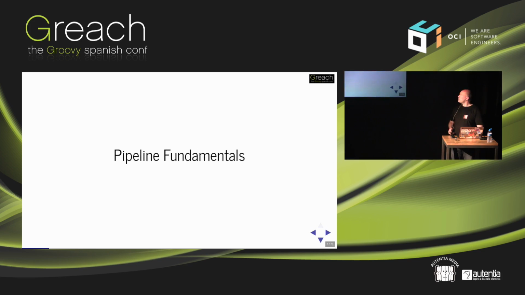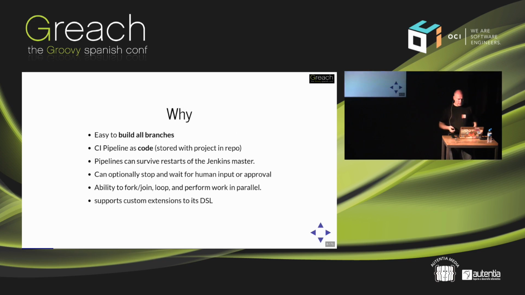So, pipeline fundamentals. Why would we want to do this with Jenkins? Well, it's really easy to build all branches. That's taken care of as long as we have a Jenkinsfile on the branch. We have the CI pipeline as code.